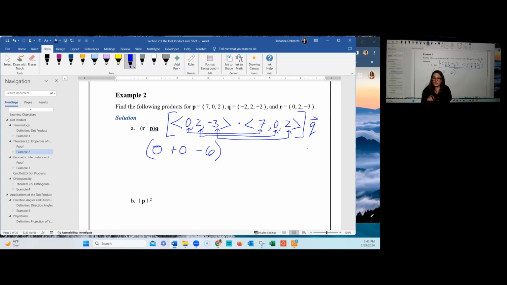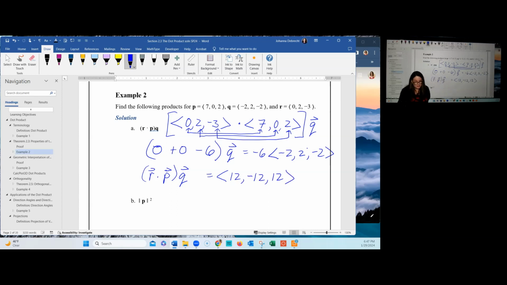And then I want to multiply that, not dot product, just straight up multiplication, by q. Now I can go ahead and write this as -6 times q, which is -2, -2. And this would give me, as a result, that r dotted with p multiplied by q comes out to be the vector 12, -12, 12. Right? So hopefully that makes sense to you.